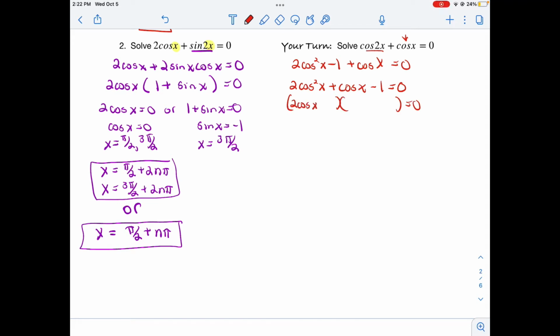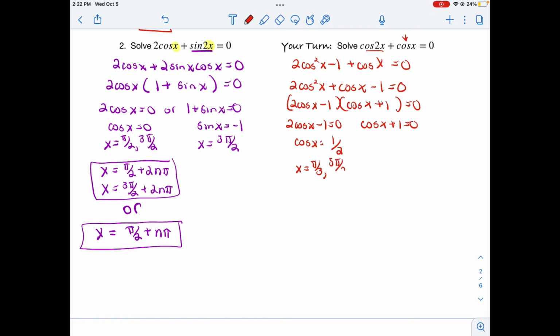So factoring this together as a quadratic, set each of those factors equal to 0. Solving each factor, I get cosine of x is equal to 1/2. And I know the angle that has cosine equal to 1/2 is pi over 3.